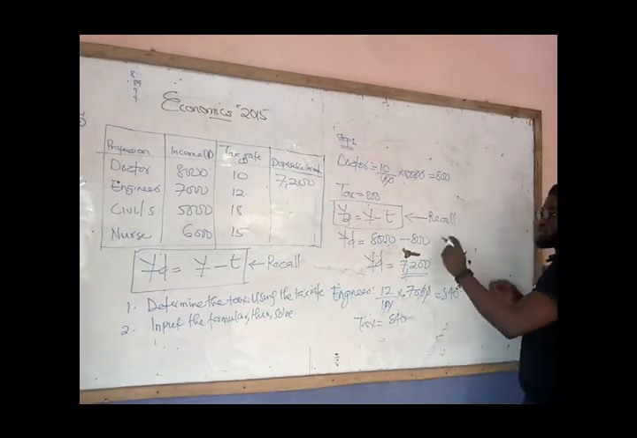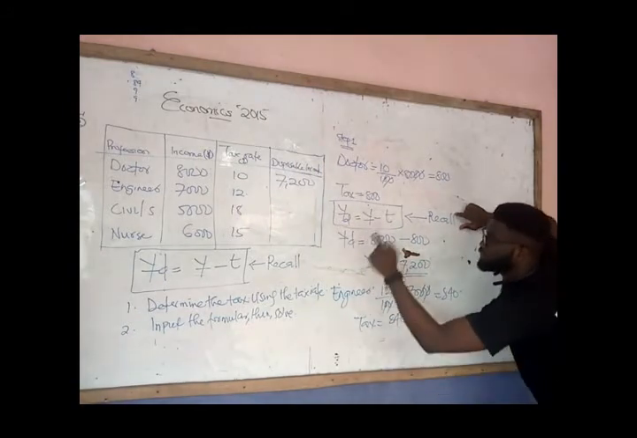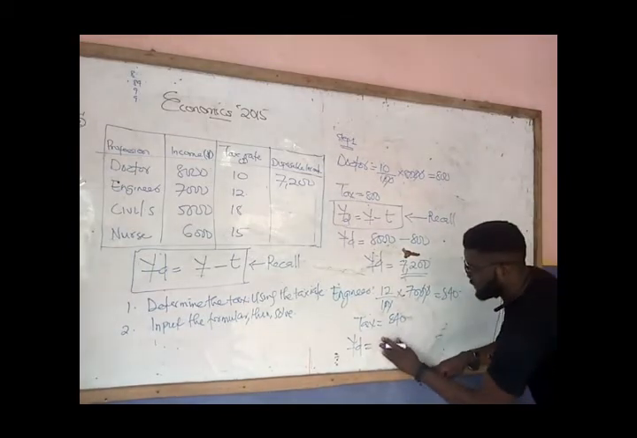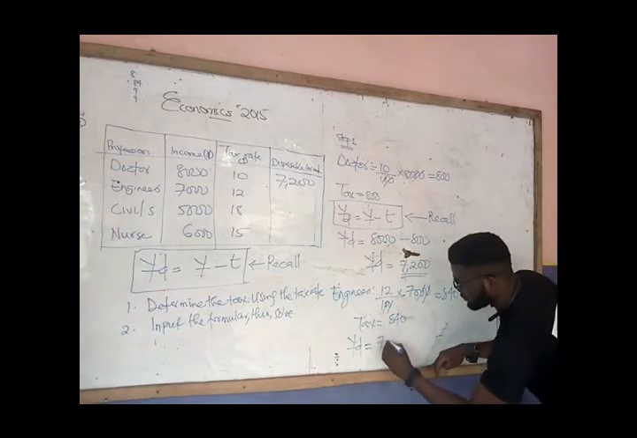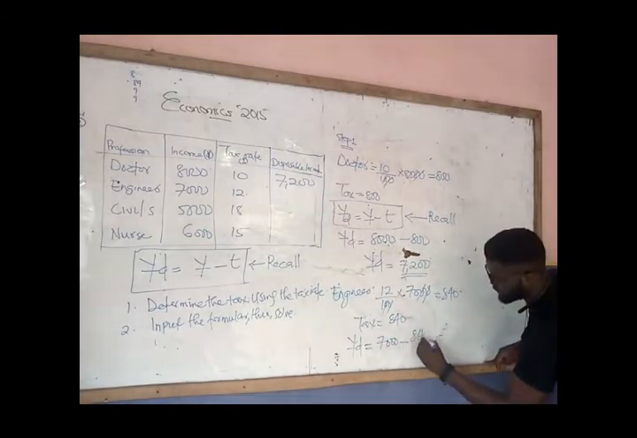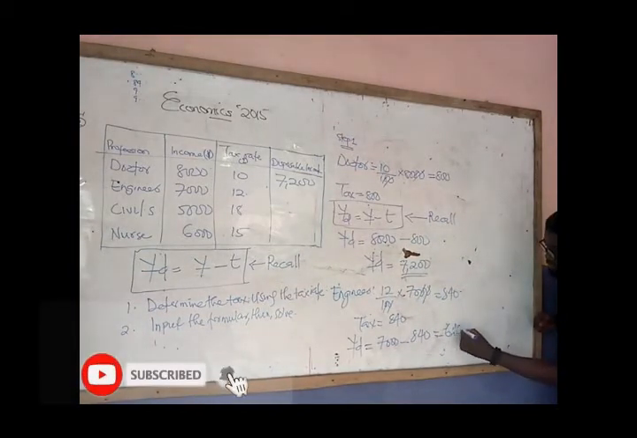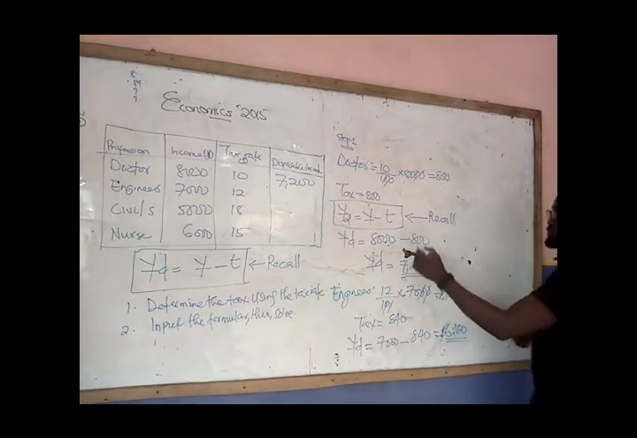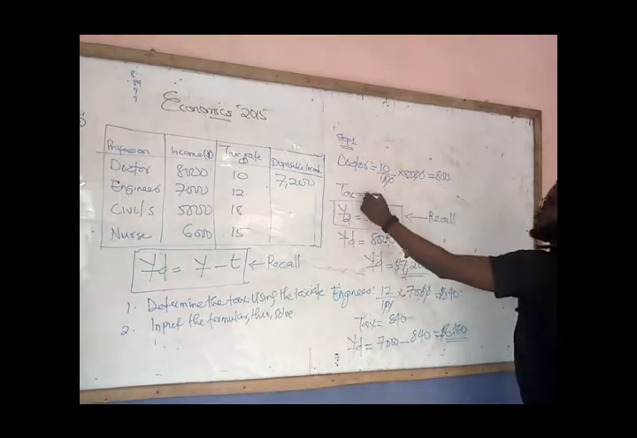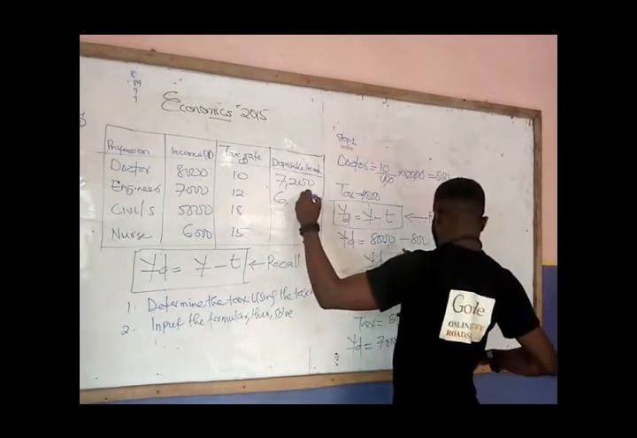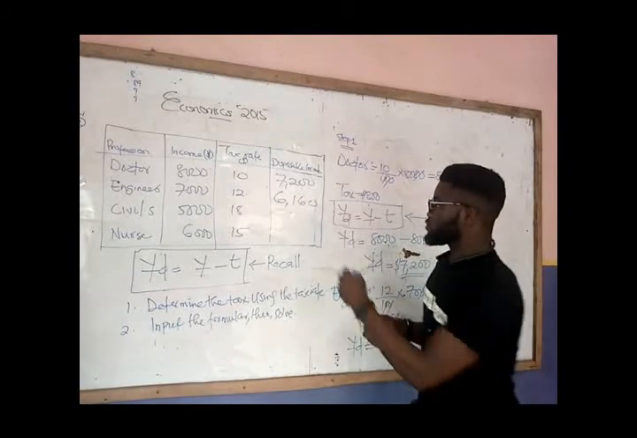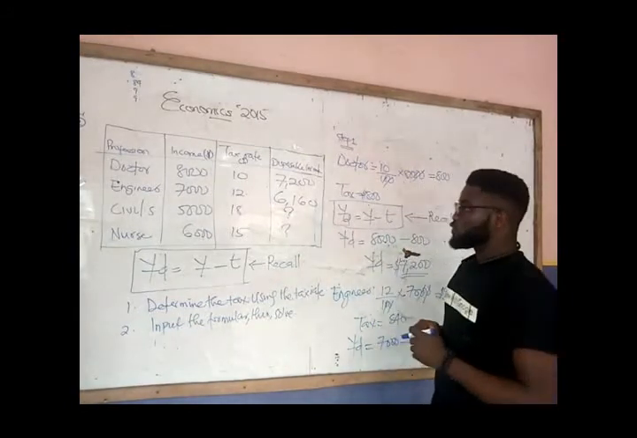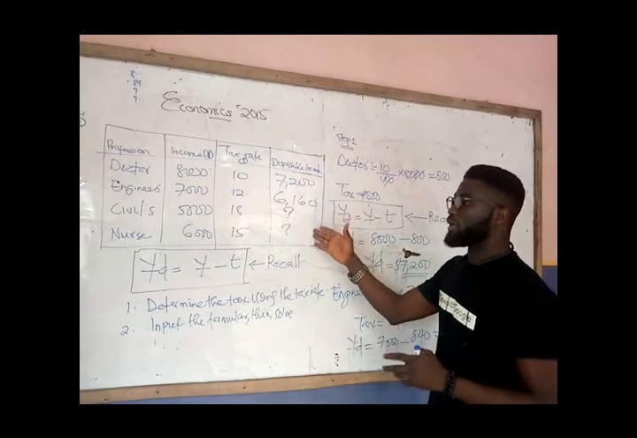So don't forget, we always recall the formula. So to calculate this now, we say what? You say YD equals 7,000 minus 840. So that would give us 6,160. Okay, so don't forget, in dollars. So this is 6,160. Don't forget to solve for this, then solve for this, then send the answer, then we'll look at it together. So we move to the second part of this question.